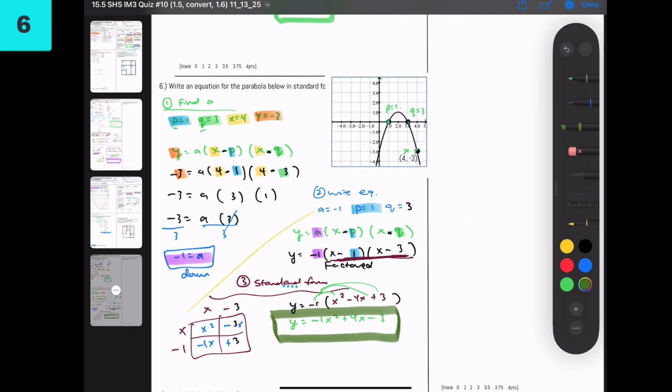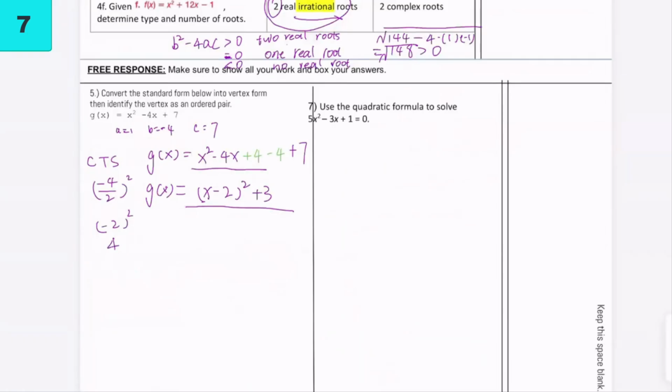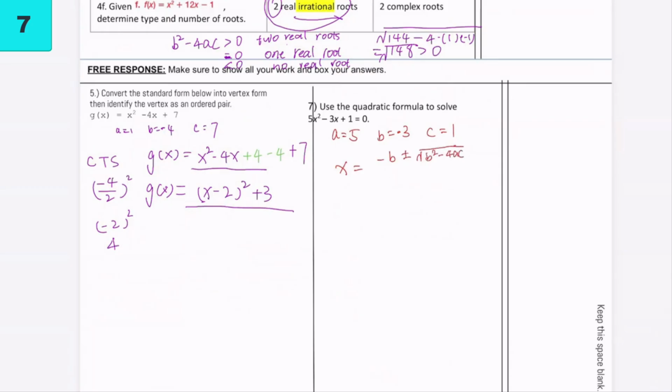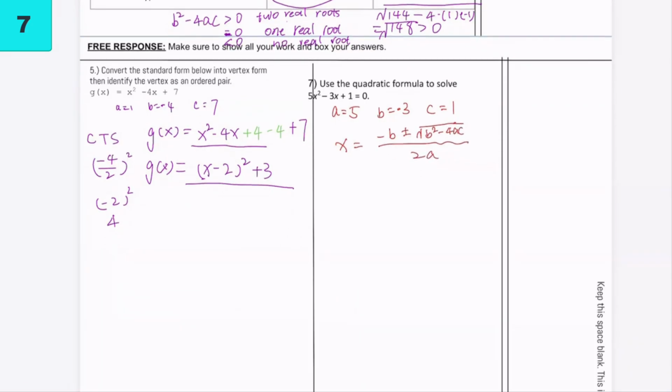Okay, so let's go over the quadratic formula in the next question now. And then let's look at the last one, using the quadratic formula to solve that, right? What is the quadratic formula? When you use quadratic formula, first thing is you write A, B, and C, right? A is 5, B is -3, C is 1. And then write down the quadratic formula. X is equal to minus B plus or minus square root of B squared minus 4AC over 2A, right? Over 2A.